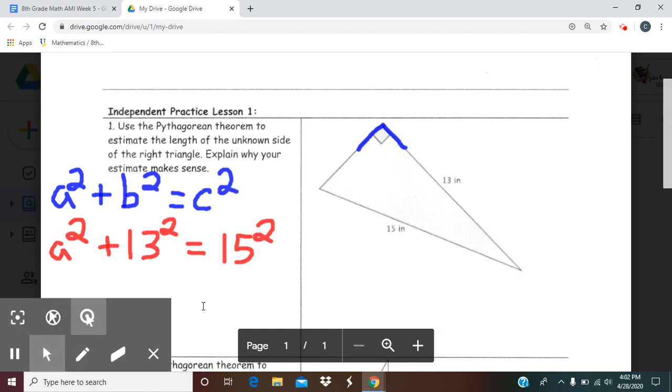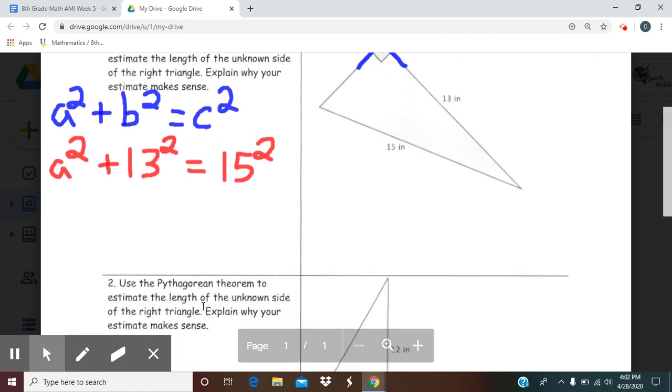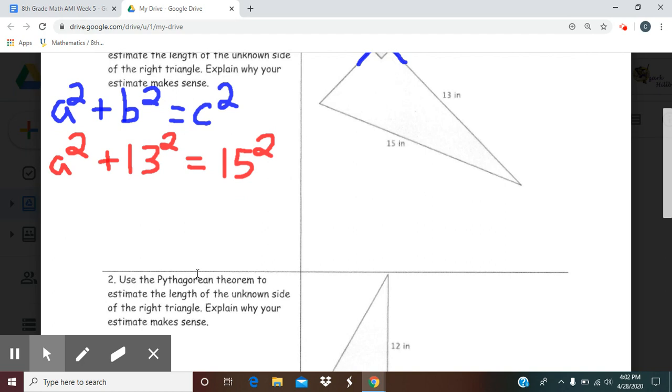Okay, so as you can see here in red, I have a squared plus 13 squared equals 15 squared. I've replaced b with the value of 13, and I've replaced c, the hypotenuse, with the value of 15. Now I'm going to try to solve for a to find the unknown side. The reason we're saying we're going to estimate this is because the number won't always come out perfect or as something we recognize easily. So keep that in mind.